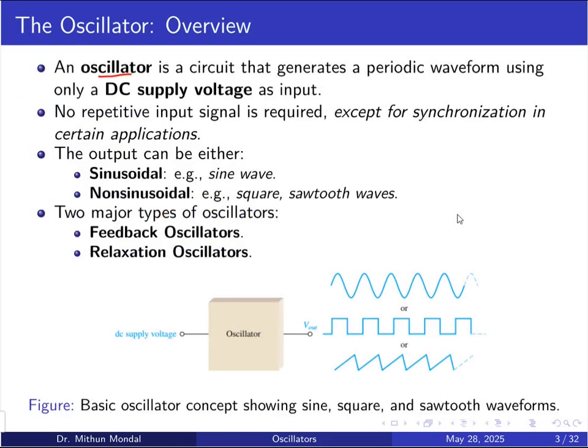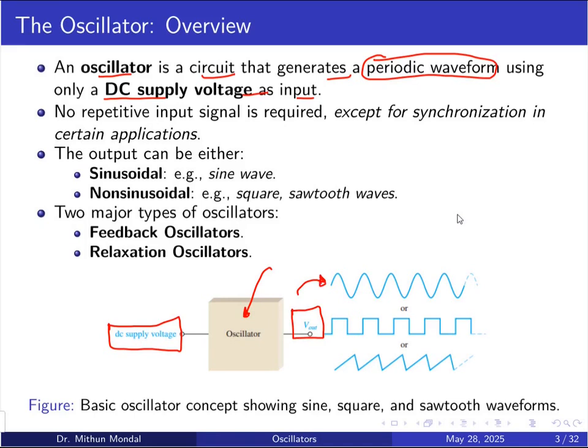An oscillator is basically a circuit that will generate a periodic waveform using only a DC supply voltage as the input. So this is the oscillator, and the input that we give is basically the DC supply voltage. The output that we get is basically the periodic waveform. Periodic waveforms are those waveforms which repeat with respect to time t.